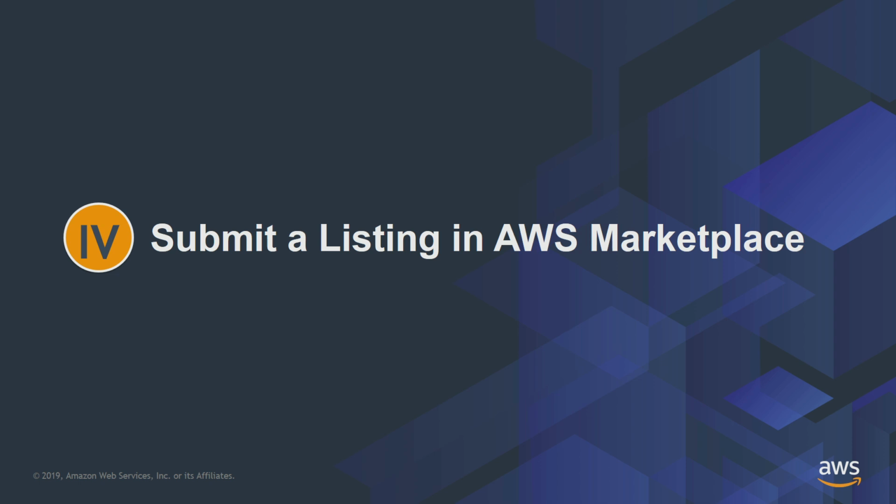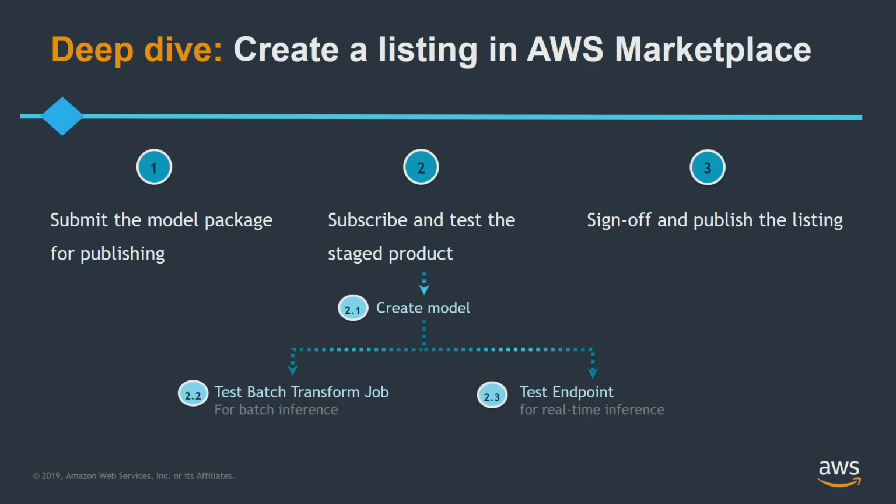The next step is to submit your listing to AWS Marketplace. What we're going to do next is submit that listing, and then we're going to subscribe to our own listing, and then we're going to sign off and publish.